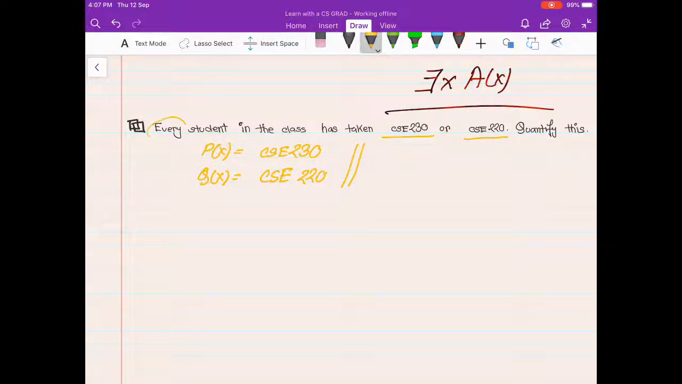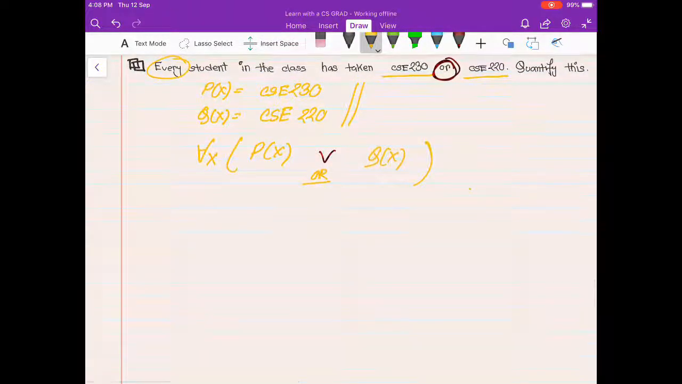It says every student, so that means we're going to use a universal quantifier, as we are putting the values in x. So we put x here and put a bracket because it says or. And remember logic case, so or means this sign. So either CC 230 or 220. So 230 is P of x or Q of x, and we're done.